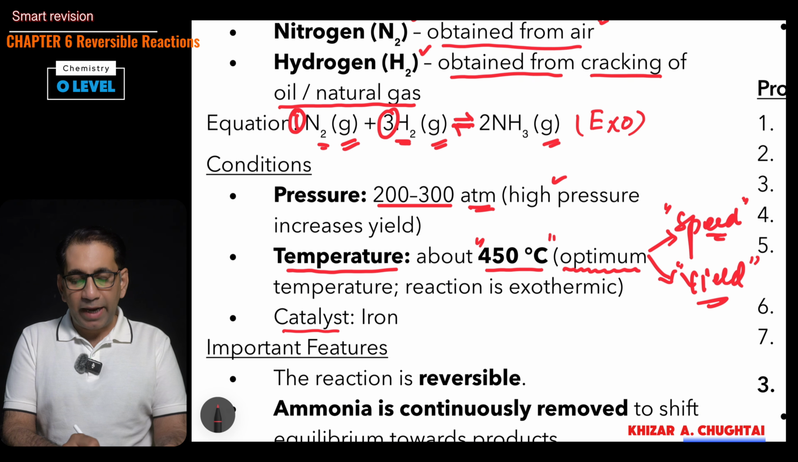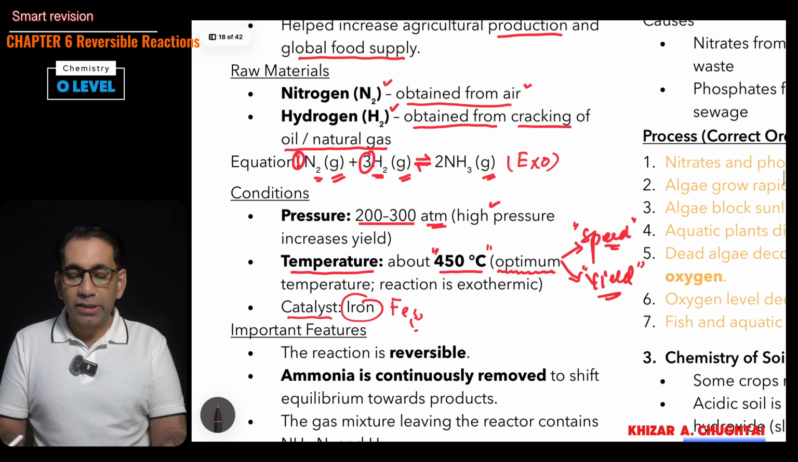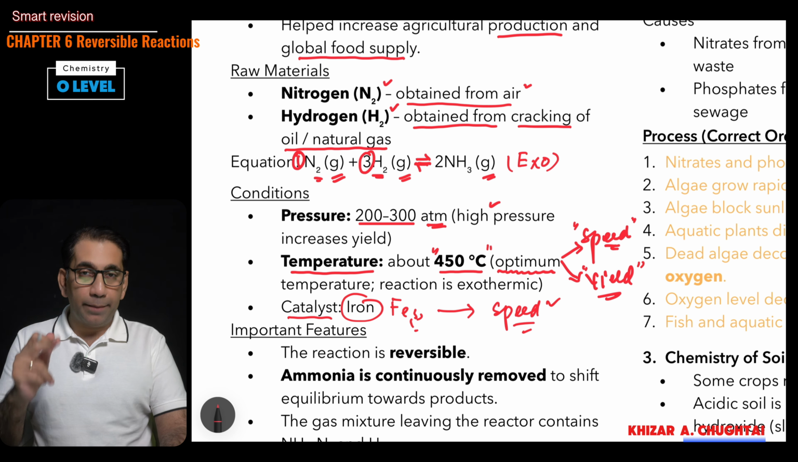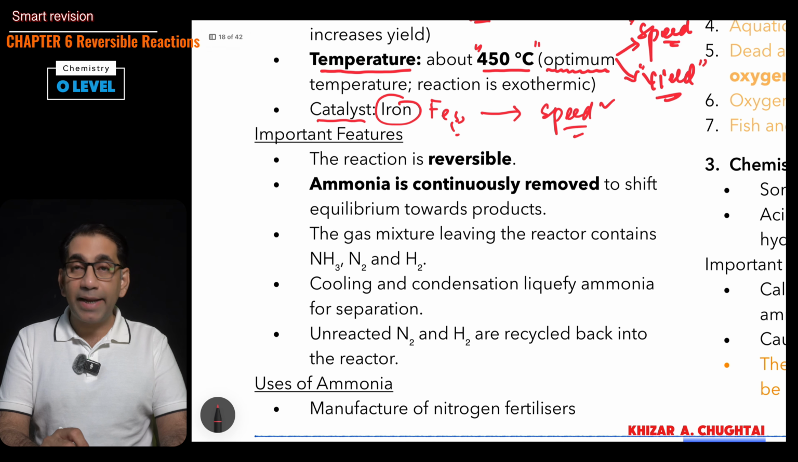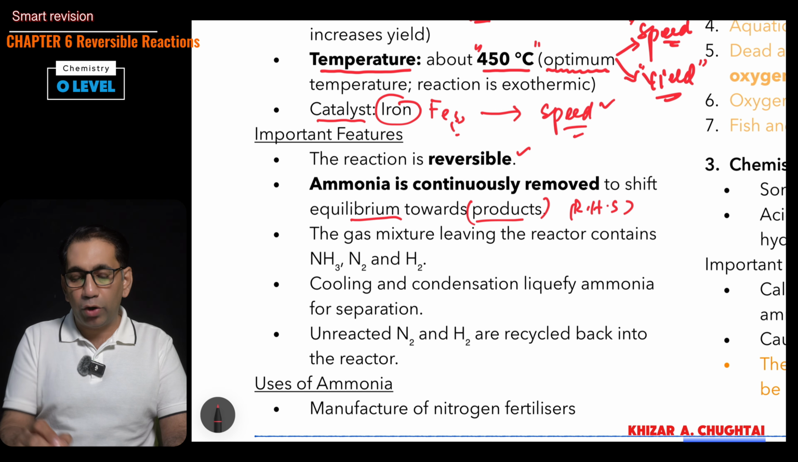Here we are going to use a catalyst, that is iron. Fe solid is acting as the catalyst. Why is a catalyst used? To speed up the chemical reaction, just to speed up, not to increase the yield. Important feature: this reaction is reversible. Ammonia is continuously removed to shift the equilibrium towards the right hand side, the side of the product.